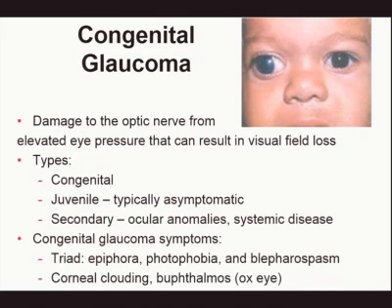Whereas if a child develops it as juvenile glaucoma, so not when they're within the first few years of life, then they're typically asymptomatic like an adult, so you have no idea that this process is occurring. And it can only really be caught on routine exam, though if there is a family history of it, that can give you a clue. There's also secondary glaucomas, ocular anomalies, and systemic disease like Sturge-Weber can cause glaucoma.